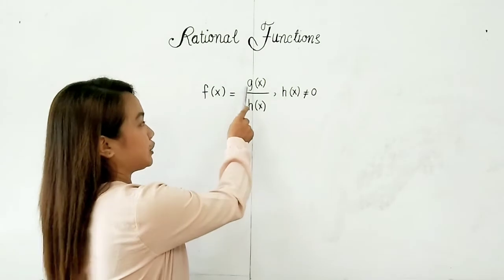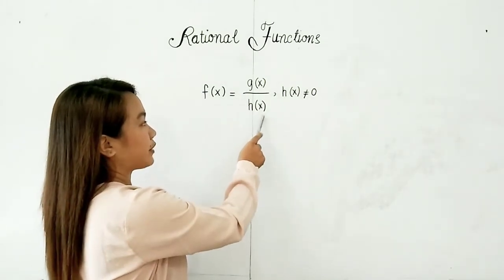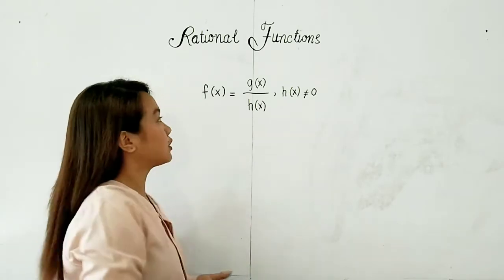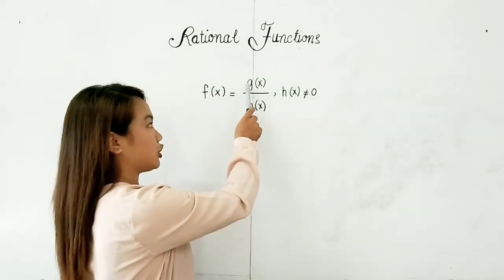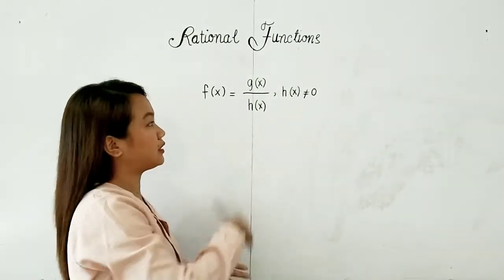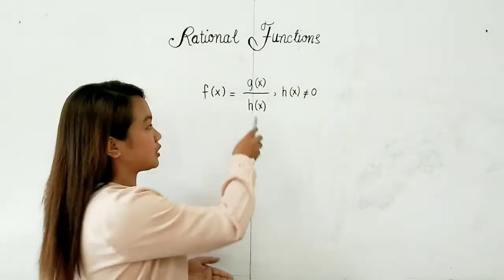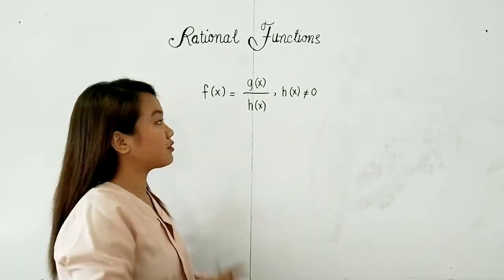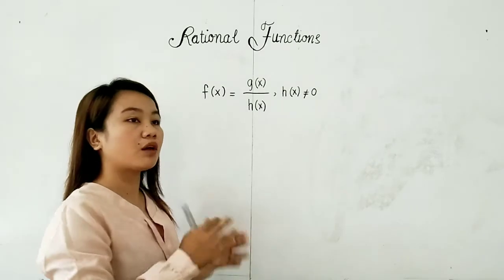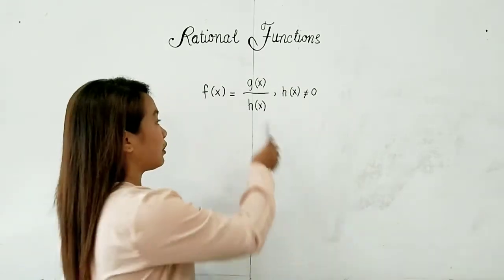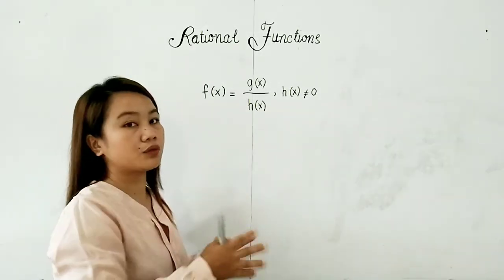f of x is equal to g of x all over h of x, where h of x is not equal to 0. So our numerator is g of x and our denominator is h of x. And the denominator of a rational function, which is h of x, should not be equal to 0. Why? Because the function will be undefined, because any number divided by 0 is undefined. So the denominator should not be equal to 0.